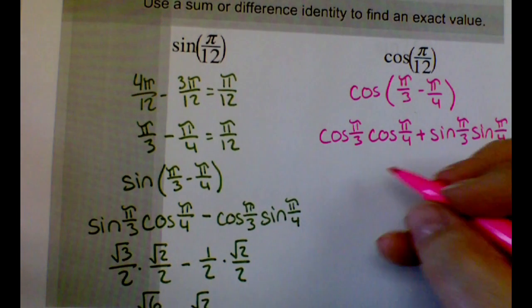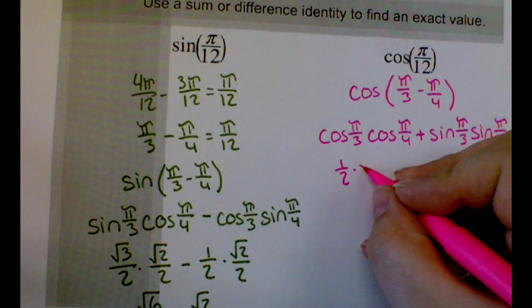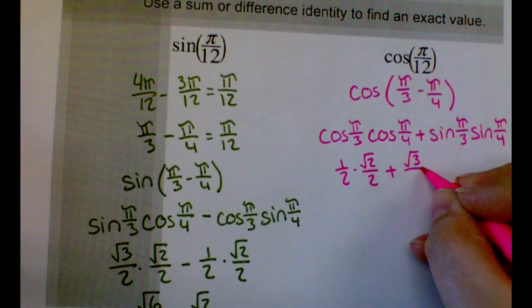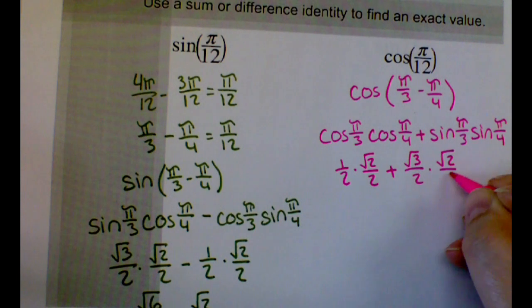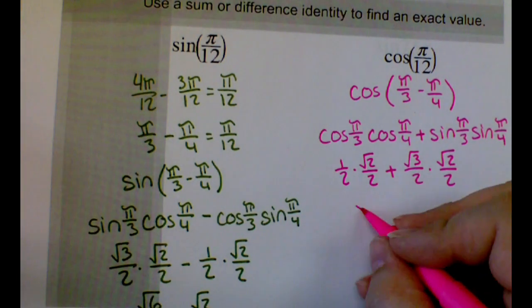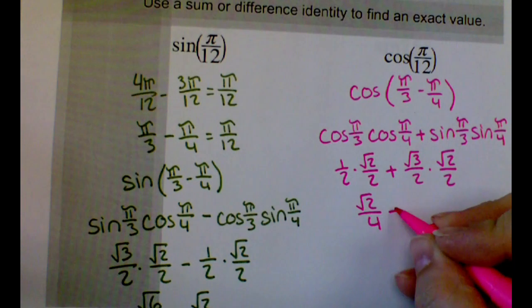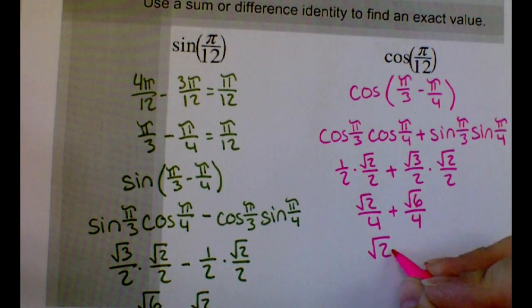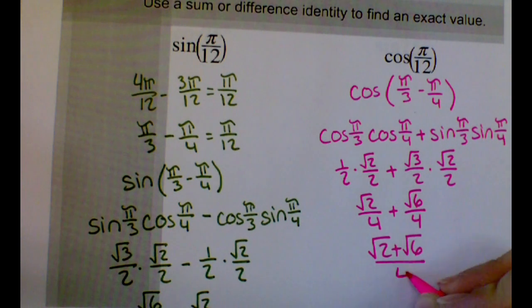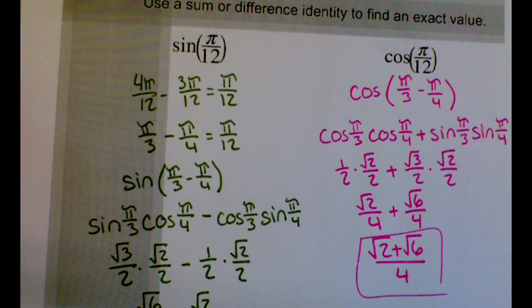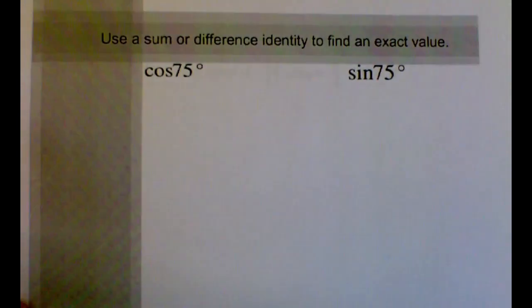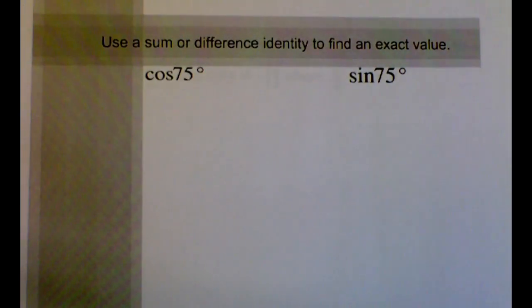So the cosine of pi over 3 is 1/2. Cosine of pi over 4 is square root 2 over 2. The sine of pi over 3 is square root 3 over 2. The sine of pi over 4 is square root 2 over 2. We multiply and we get the square root of 2 over 4 plus the square root of 6 over 4. Add those together. I have the square root of 2 plus the square root of 6 all over 4. So now we have the ability to find more values from the unit circle. We can't find everything yet, but we can still find more.